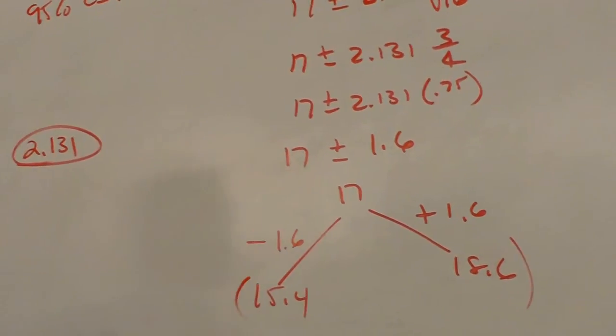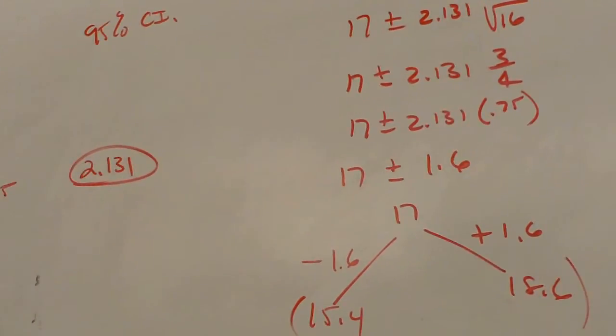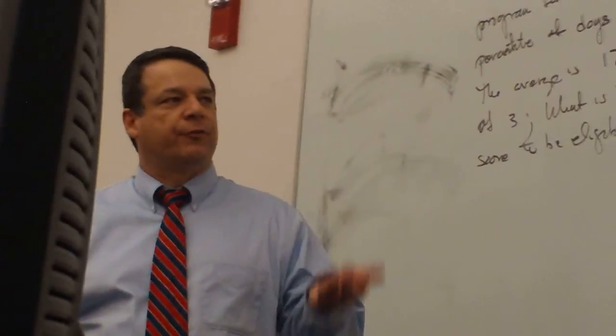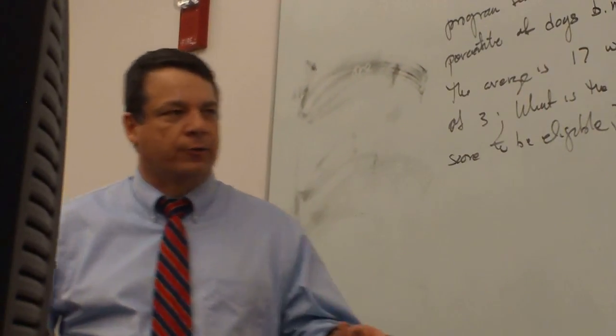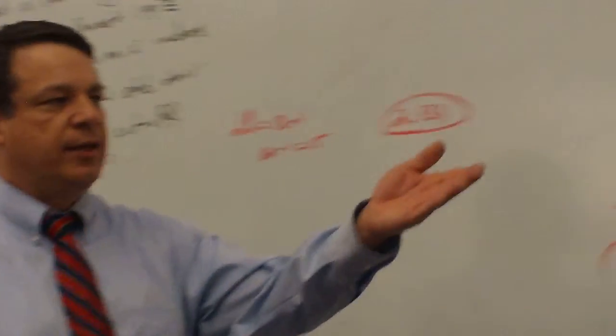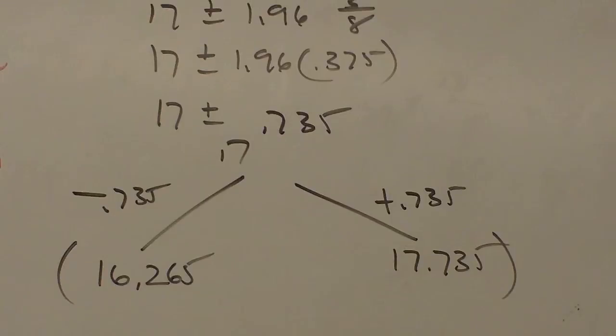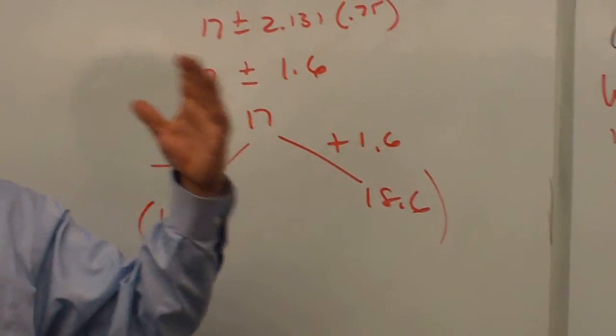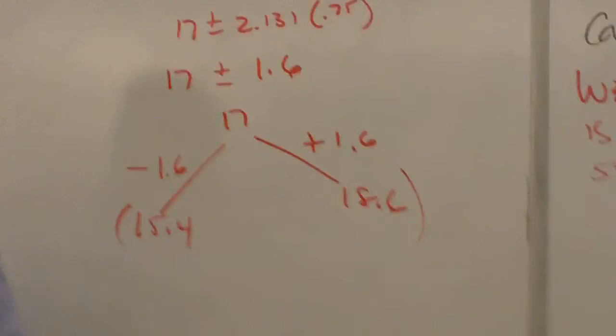So a 95% confidence interval, when we reduce our sample size from 64 dogs to 16 dogs, goes from 16.265 to 17.735, to 15.4 to 18.6. So it's going to be a broader net. We want a broader net.